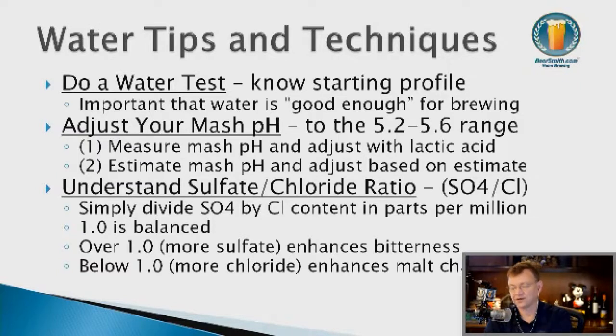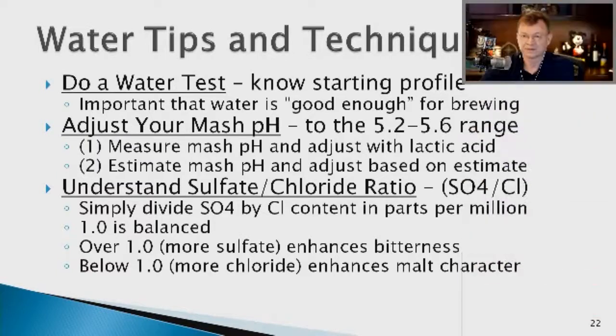If it's over 1, you're going to enhance the bitterness of the beer. So if I have more sulfate, I'm going to create more bitterness enhancement. And again, this is just your perception of the beer. It doesn't actually change the bitterness level, but it changes the perception. And if I add more chloride, of course, I'm going to enhance the malt character of the beer. So depending on the style I'm brewing, I can add a little more sulfate or a little more chloride, and change the balance perception of my beer. It's just another thing you can tweak or play with when you're working with your water.